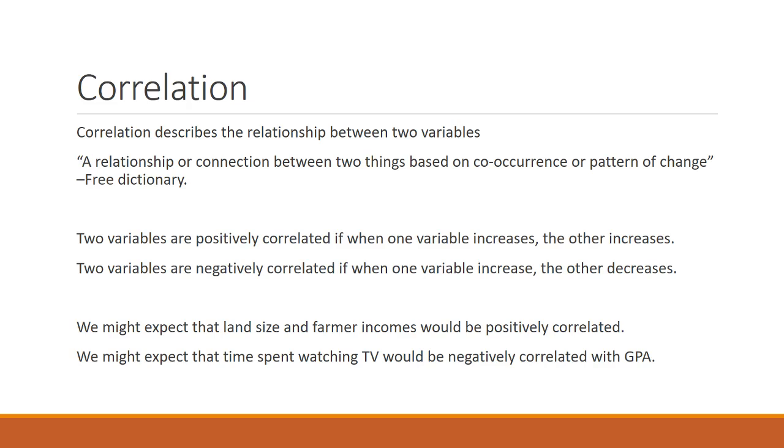Okay, another example would be, we might expect that time spent watching TV would be negatively correlated with your GPA. The more time that you spend watching TV, the less time you spend studying, and the less time you spend studying, the lower that your GPA will be. Okay, so these will be negatively correlated. Now let's look at some exact measurements of correlation.